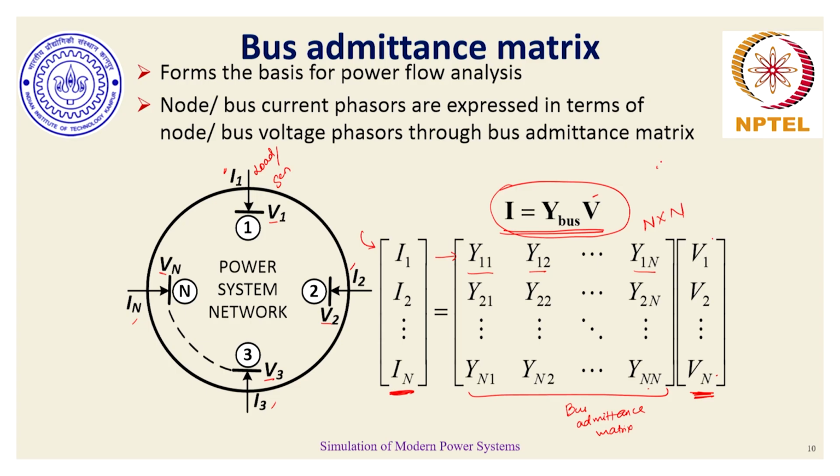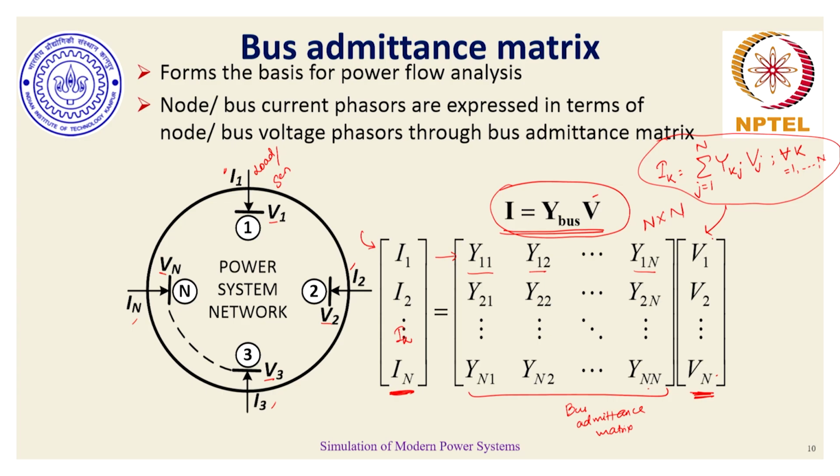Mathematically, if I choose Ik, the bus k current, then I can write it as the sum of Ykj into Vj, where j varies from 1 to n. If I apply this for all k ranging from 1 to n, then together this mathematical representation of currents in terms of voltages is represented in matrix form, in terms of the bus admittance matrix. So, that is the basic mathematical understanding.